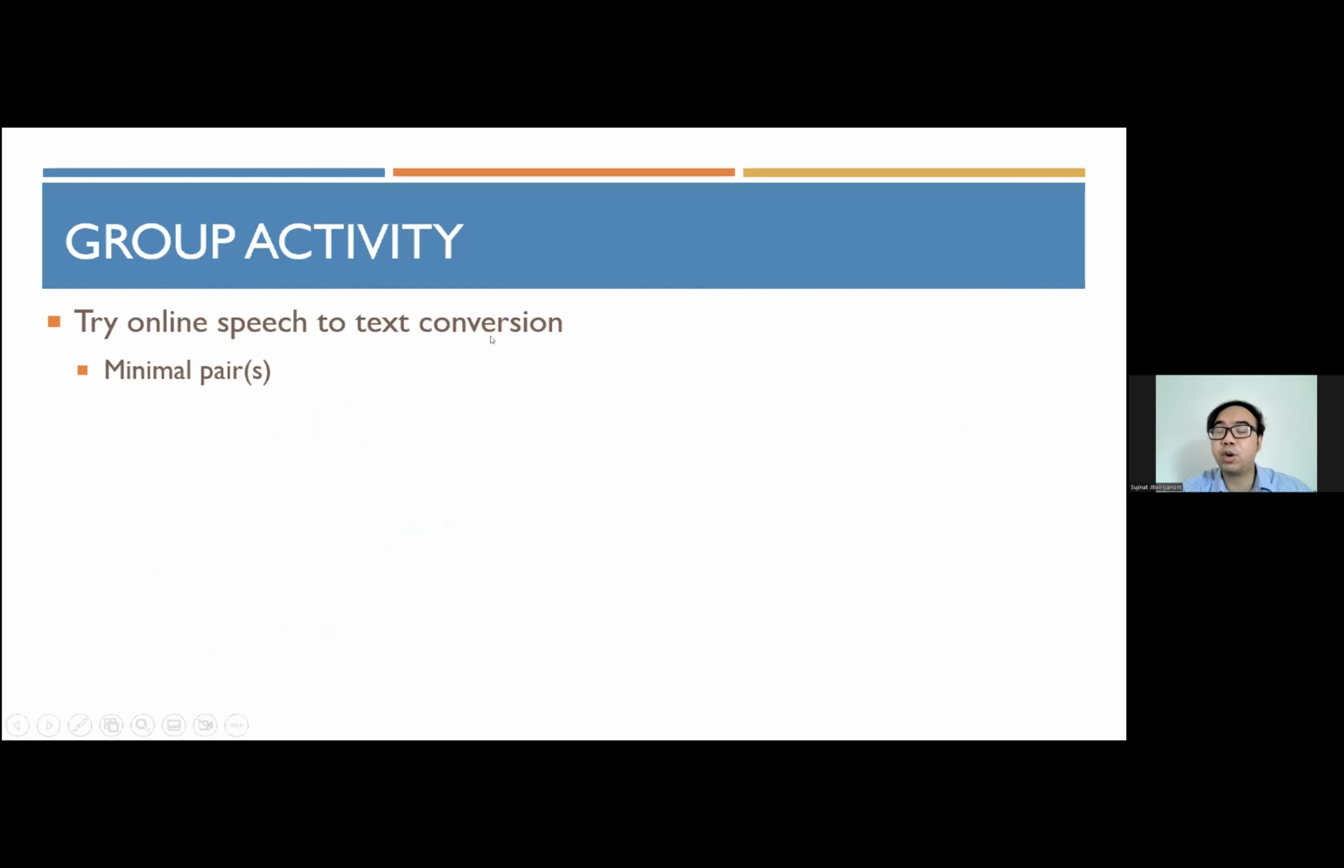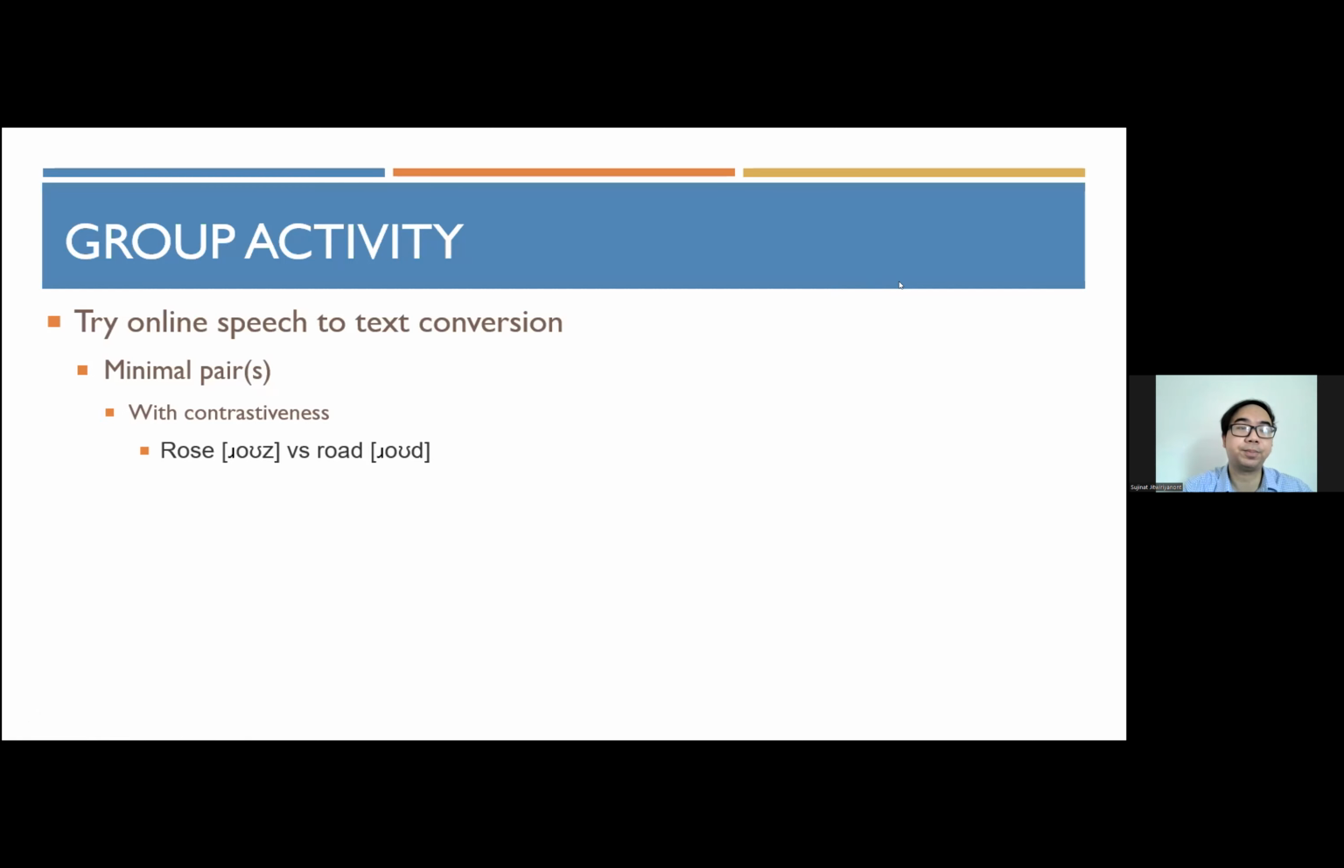So for the group activity, try online speech to text conversion. First with the minimal pair. Two words, rose and road. Okay, try to pronounce these two words, leading to correct transcription.